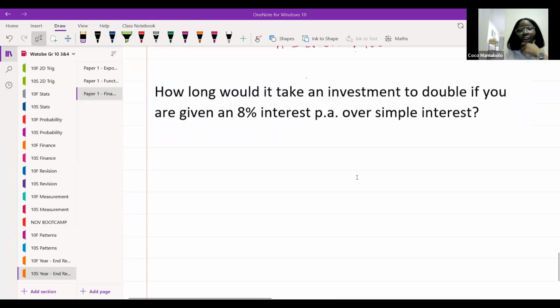Okay. All right, guys. Let's think about this one. We don't have an amount, but they say, how long would it take an investment to double if you are given 8% interest per annum over simple interest? What would we do here? PA means per annum, which means per year. Okay, it stands for per annum, and that's just the same as per year.